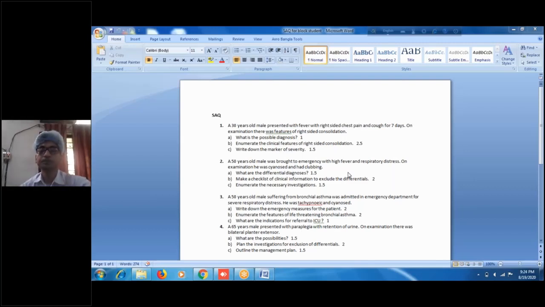Now we are in the second question. A 50 years old male was brought to emergency with high fever and respiratory distress. On examination, he was cyanosed and had clubbing. Again, you just consider the points. That is a 50 years old male. The patient is in emergency, so this is an emergency condition with high fever and respiratory distress.